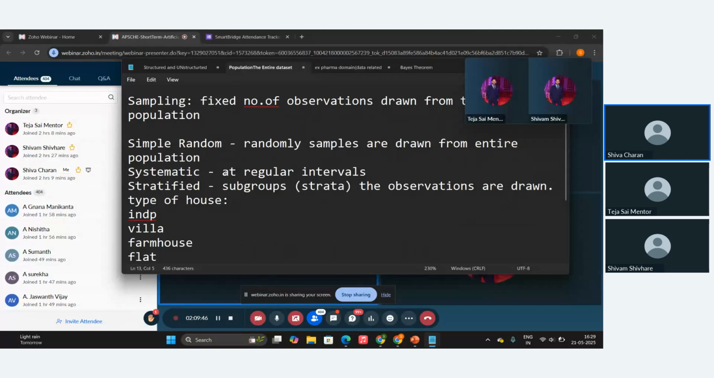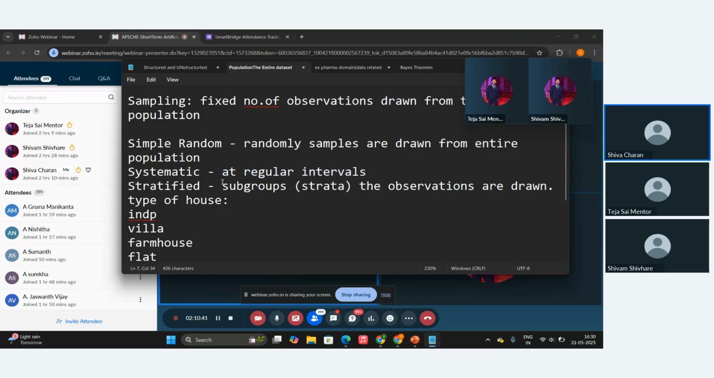In systematic sampling, we draw the observations at regular intervals. Let's say in a column I have 100 values, and I want to consider every second value. What values will I get? The values present in the second row, fourth row, sixth row, eighth row, 10th row, 12th row. For every two steps I get a value. So that is known as regular intervals.